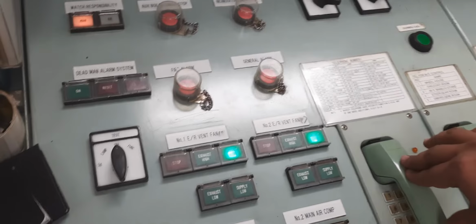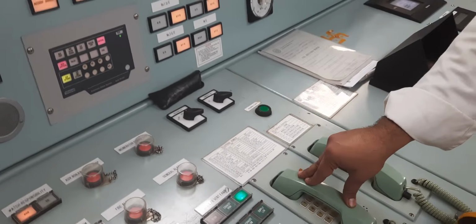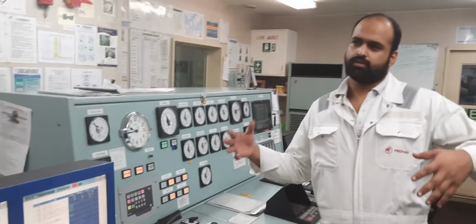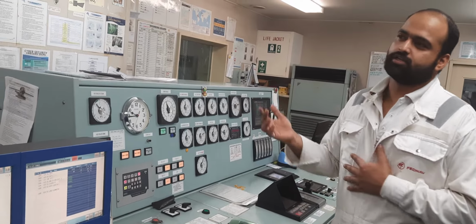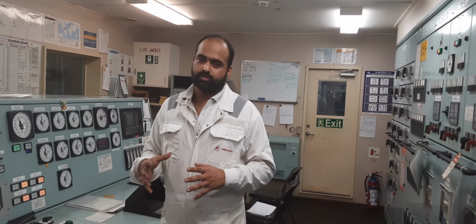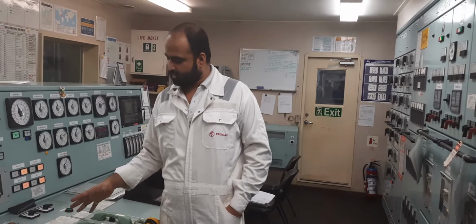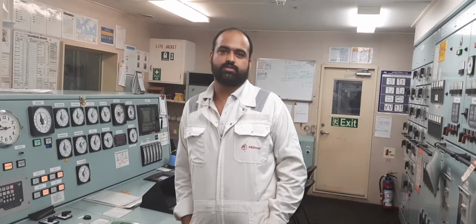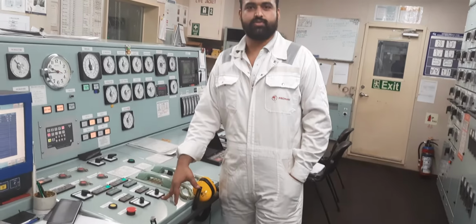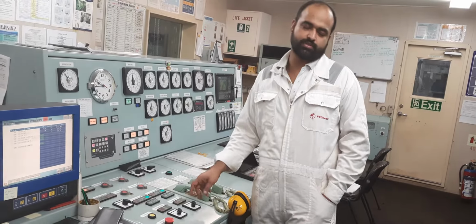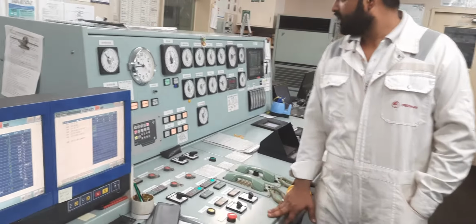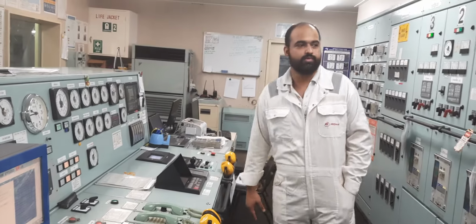These are the two vent fans, meaning air from outside. The engine room needs to be in positive pressure, because the generator is running and the main engine is running, so the engine room should be positively charged. So we keep both the vent fans on supply mode, and these two are the compressor switches. We can put the compressor on start, auto and manual also.